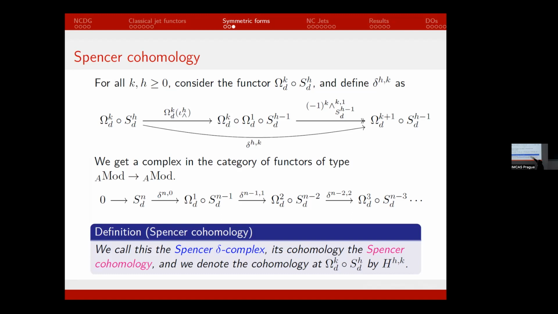Okay, given this map, we get a complex. This turns out to be a complex, and it does so because essentially if I apply it twice, this will have to be followed by something like this, but we know that the symmetric part is exactly where the wedge vanishes, so that's why the composition vanishes. Okay, so we get this complex, which is called the Spencer delta complex, and the corresponding cohomology is the so-called Spencer cohomology, and it will turn out to be important later.